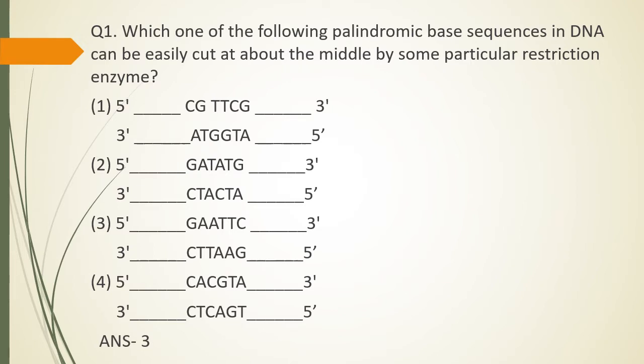That is 5' to 3' GAATTC, 3' to 5' CTTAAG. Now if you see, even in the upper strand 5' to 3' is GAATTC, and the lower strand as well, 5' to 3' if you see is GAATTC. So when you find such sequences which read the same in a particular direction, like if you read from 3' to 5' as well, the sequence is same, such sequences are known as palindromic sequences.